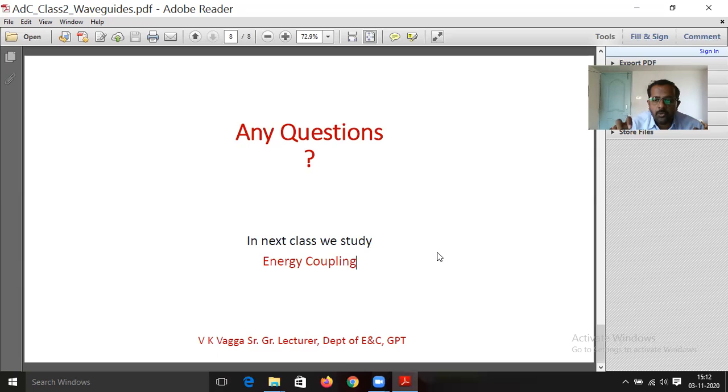If you have two waveguides, what is the procedure for them to get coupled, and what is the procedure to input the energy into the waveguide, and what is the procedure to take the energy from the waveguide. All this we can see in the next class under the energy coupling concept.